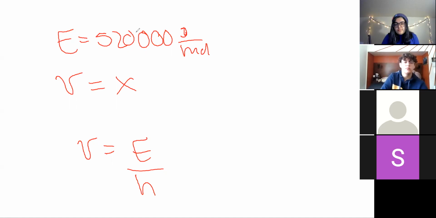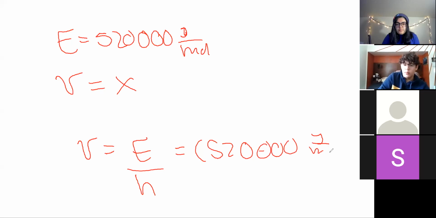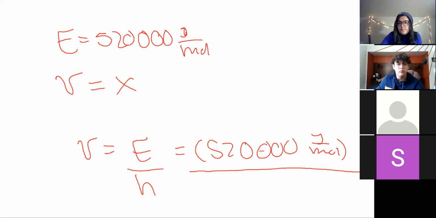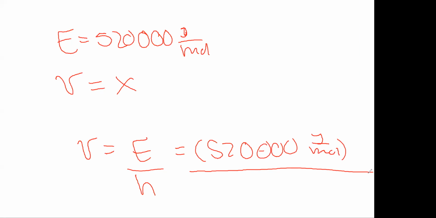So if you already have all that you need, what are you going to do? Plug it in the formula, right? So energy is equal to 520,000 joules per mole. What about h? What does Planck's constant equal? 6.63 times 10 to the negative 34, right? Joules times seconds. Okay, so if you plug this into your calculator with parentheses, what should you get?